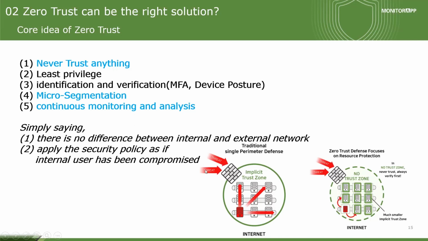Simply saying, if you apply Zero Trust, or if you design your IT environment to meet the requirements of Zero Trust, first, there is no difference between the internal and external network. And number 2, you need to apply the security policy as if you assume that the internal user has been compromised.